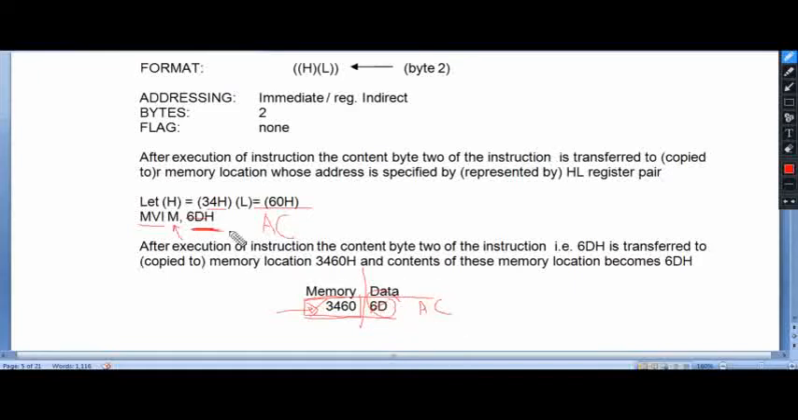That particular number goes, the byte 2 of the instruction goes to memory, and memory is represented by the number present in HL. Suppose instead of 3460, the number is 1234. That means in H the number is 12, and in L the number is 34. That means 1234 is the memory, and in that memory the number AC will be transferred.